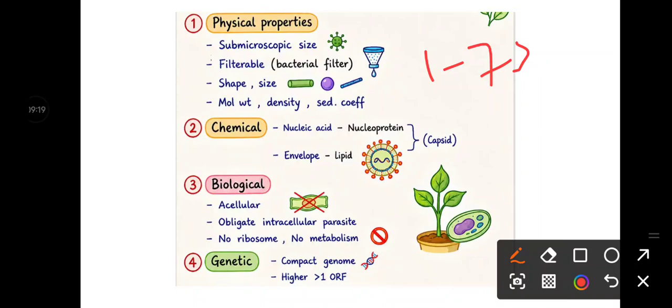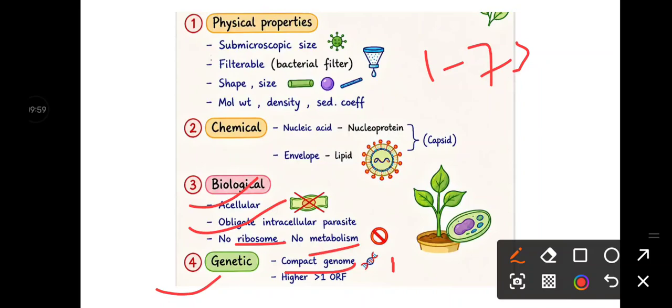Then about the chemical nature of plant virus, it contains the nucleic acid, protein, and an envelope. Nucleic acid is either DNA or RNA, and the protein that is present in the coat is known as capsid, and the envelope is made up of lipid that is derived from the host membrane. Then about the biological properties, it is acellular, an intracellular parasite, no ribosome, no metabolism. And at the end, genetic characteristics include a compact genome, either DNA or RNA present in single stranded or double stranded form, but never both.